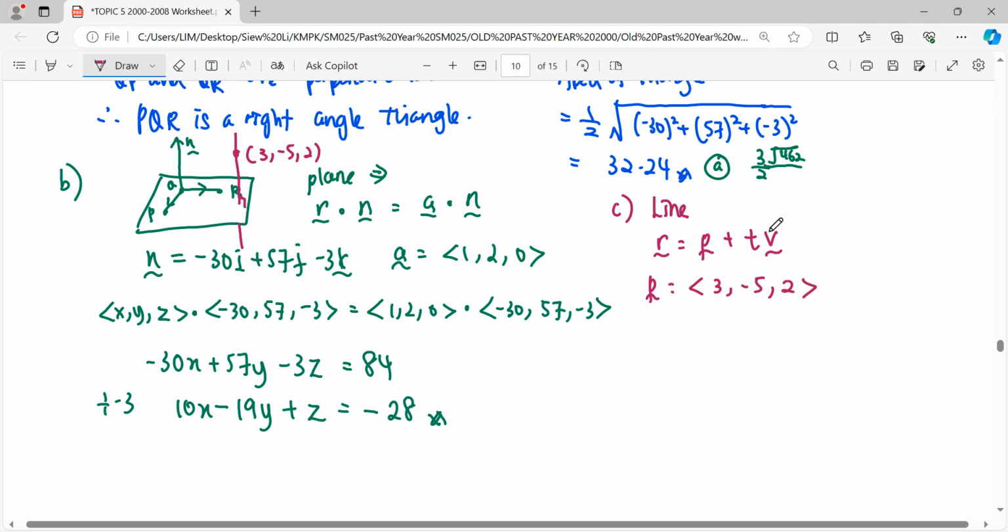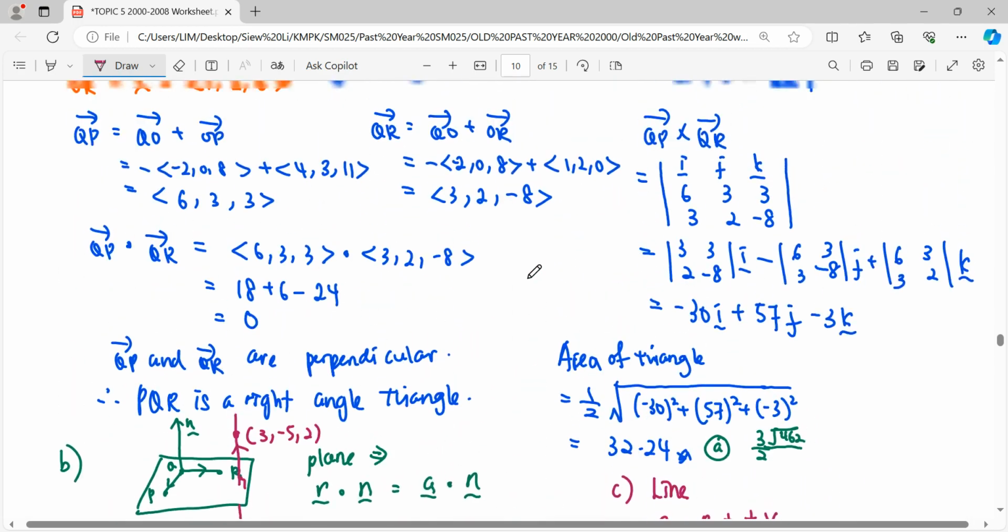Then we have to identify what our v is. V is our direction vector. We can notice that the direction vector for this line is the same as the normal. They point in the same direction, which means that this v is (-30, 57, -3).